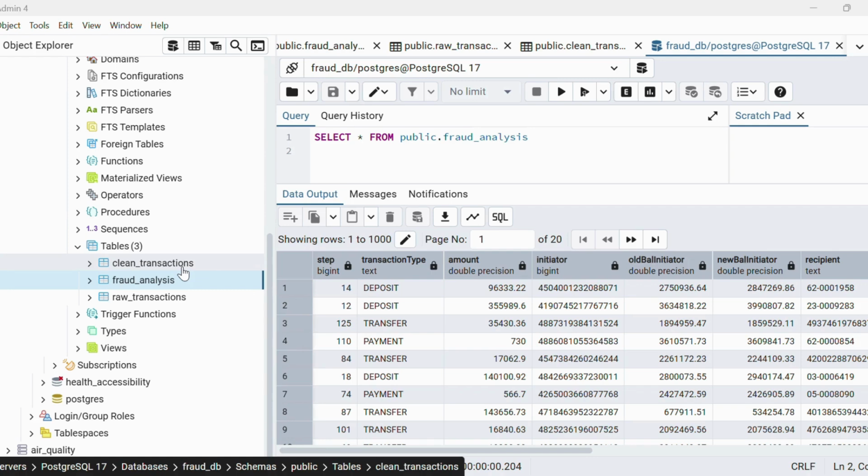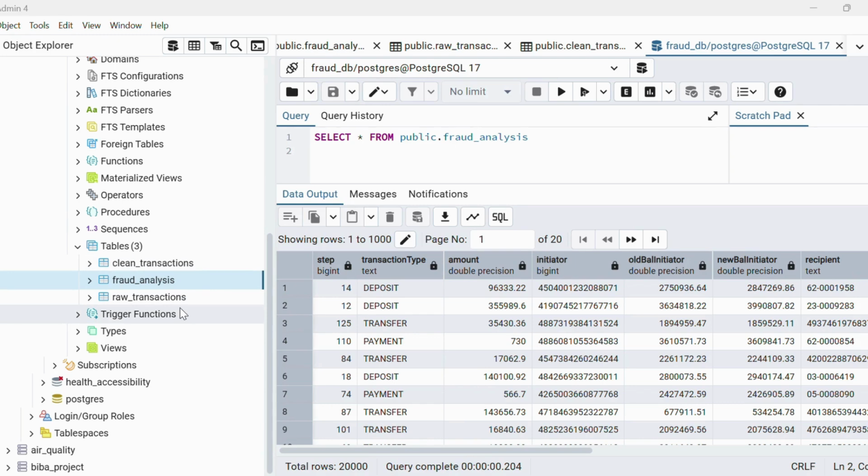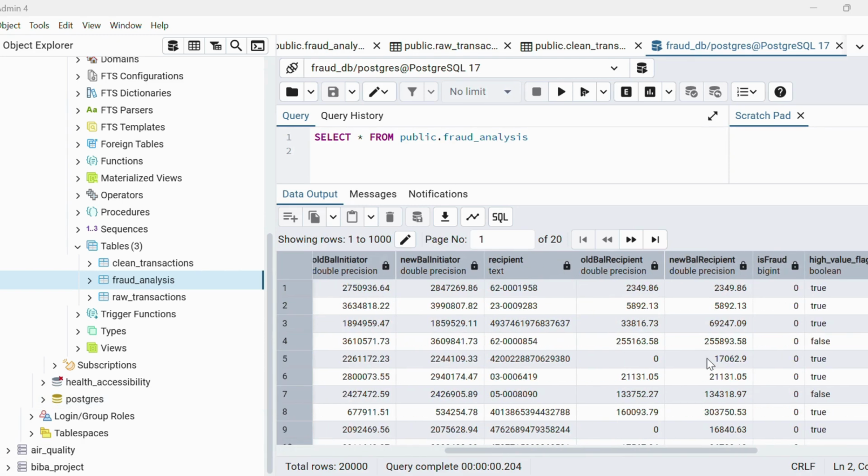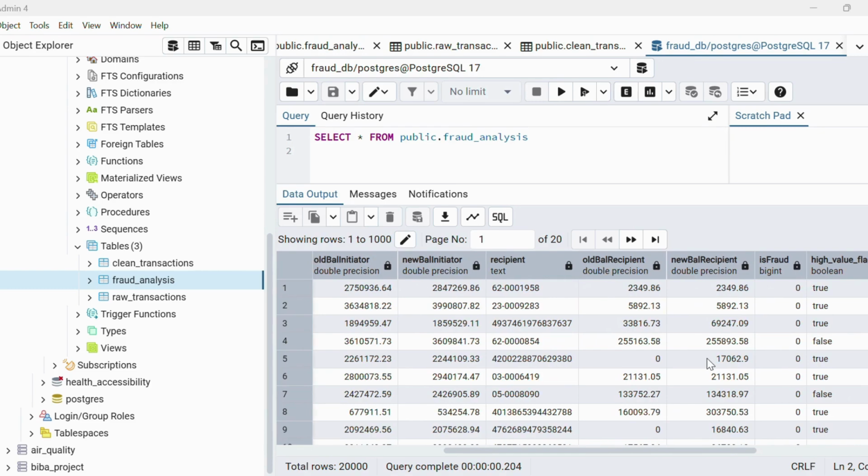That table contains data after pre-processing, where inconsistencies are removed and new features are added. Fraud analysis stores the final detection of the fraud results. The most important table is fraud analysis because that is the one which has the output of the detection process. It includes key fields such as transaction amount, transaction type, fraud flag, risk level, and fraud probability.